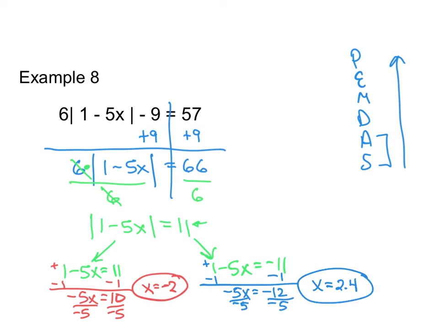Notice how these two answers are totally different. But again, we can take the negative 2 and put it into the equation. It makes both sides true or equal. We can put 2 into the equation. It also makes both sides equal or true.